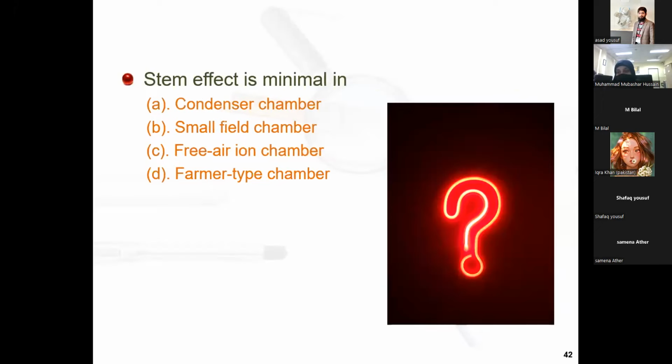There is another question. What do you think? For which chamber is stem effect minimal? Condenser chamber, small field chamber, free air chamber, or Farmer chamber.